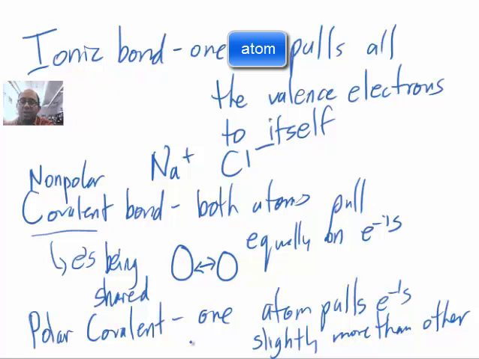And so this is when you have two atoms that are close to each other on the periodic table, but one pulls a little bit more than the other one. So like carbon and an oxygen. If carbon and oxygen were bonded to each other, the oxygen is slightly more electronegative. So the electrons are going to be pulled a little bit to the right here towards the oxygen. And that would make the oxygen slightly negative.